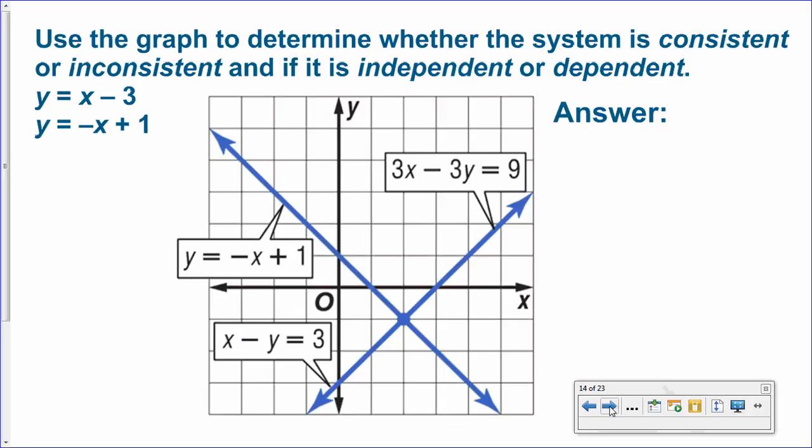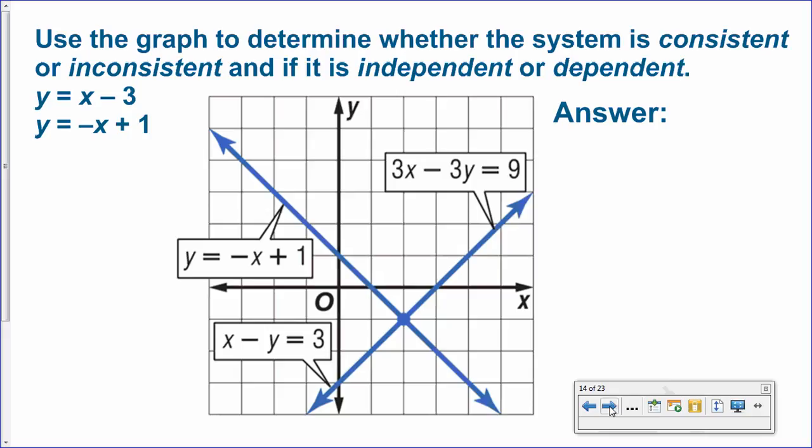Okay, what about this one? Now, this looks a little tricky. Notice how many equations you have. Three. You got three, but it only shows how many lines? So what do you have here? There's two lines that are actually laying on top of each other. That's probably the most confusing for people to understand.